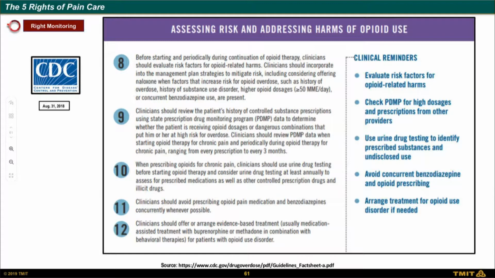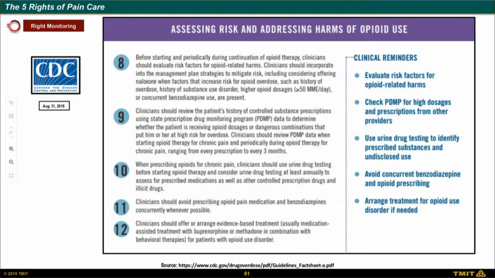The CDC document describes assessing risk and addressing harm of opioid use. And again, this supports the use of urine drug screens as obtaining a baseline and then monitoring them at certain intervals. We tend to obtain a urine drug screen at least 4 times a year, or perhaps more for people who are in a more high-risk category. We tend to utilize all the data at our disposal to place people in a low, medium, or high risk profile and then monitor them based upon that.